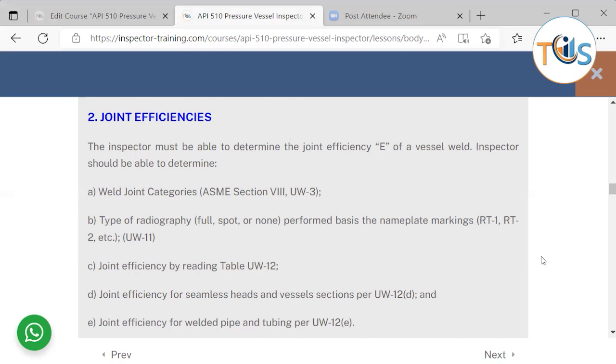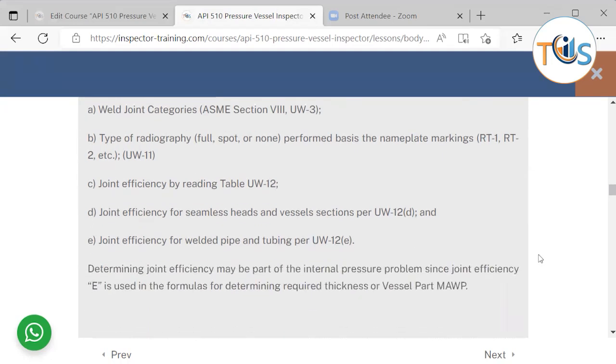And then you should know about the type of radiography, full, spot, so RT-1, RT-2, etc. The joint efficiency, UW-12. So that's directly related to RT, to the percentage of radiography, if it's full, spot or none. And the various subcategories of UW-12.